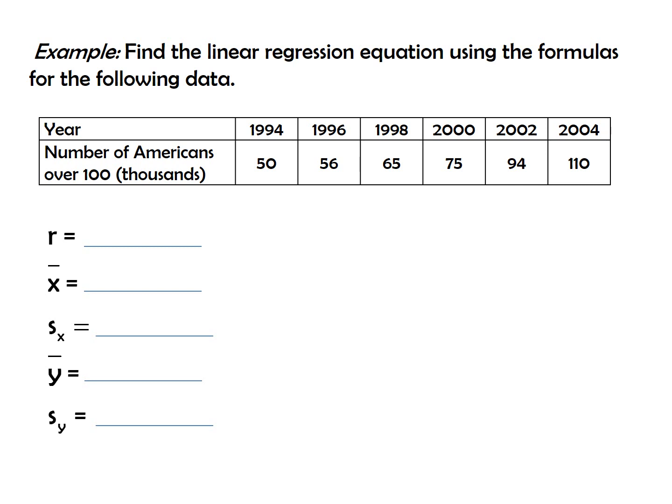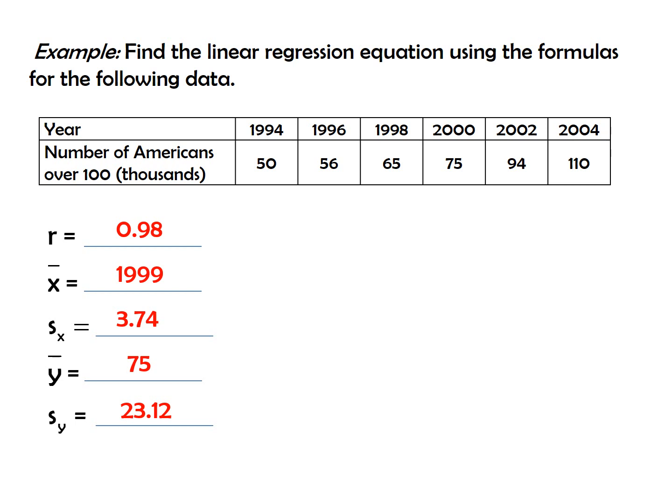We're going to find the linear regression equation using the formulas for the following data. So this time we actually have to input the data into the calculator. In this case, year is probably the explanatory variable, so I put that in L1. Number of Americans over 100 years old, I put into L2. And then I did 2nd Vars, Stat, two-variable statistics, and I found x bar, Sx, y bar, Sy, and then I went and did a linear regression and found r equals.